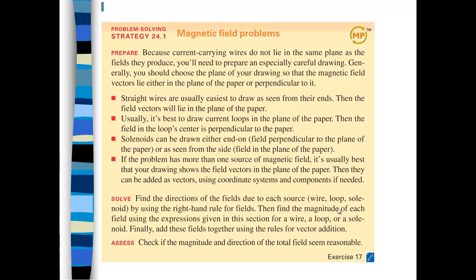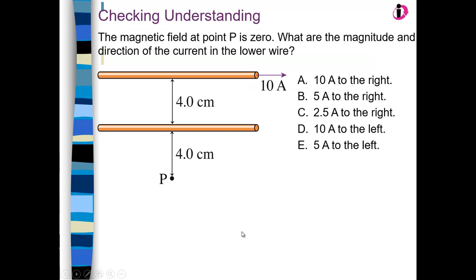Okay, and so let's go ahead and apply this. We want to find the directions of the field due to each source, either a wire, a loop, or a solenoid, using the right-hand rule. So we find the direction first, and then we use the equation that we gave previously to give the magnitude of each field for a wire, loop, or a solenoid. And if we have multiple components, like a wire and a loop, we can just add those fields together using vector math, and then we can find the overall magnitude and direction of the magnetic field.